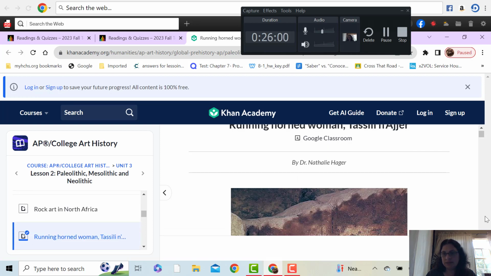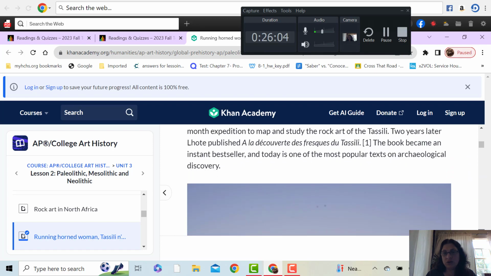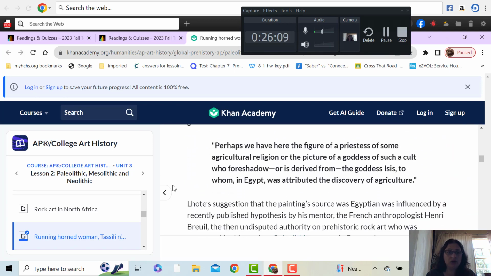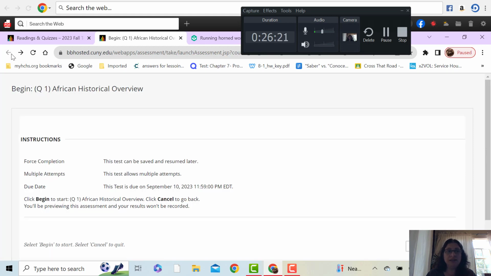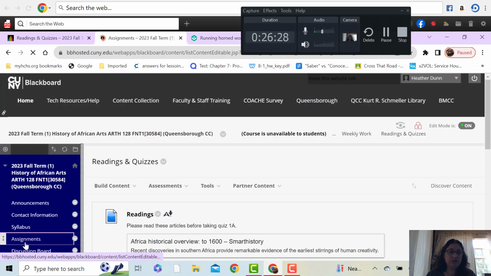And then the second thing I have up here is also an article about some of the very early art in the area. Sorry, I couldn't remember if it was a video or an article. And then there's a quiz that goes along with it. So that's pretty much what you do each week, unless you have some other assignment that is due.